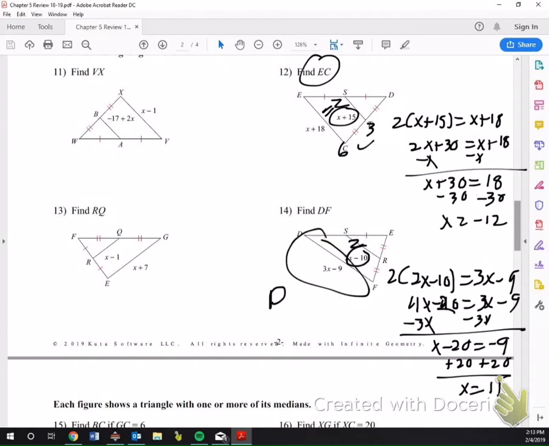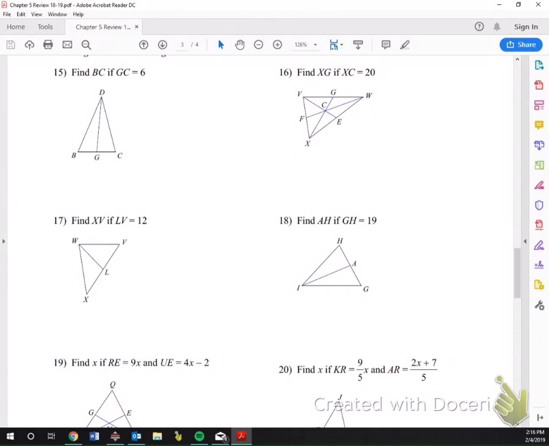Now I was asked to find DF, and I know that DF equals 3x minus 9. I'm going to plug in my 11, so you get 33 minus 9, or 24. When I plug it into SR, I get 12. 12 times 24, well, not that you care, it's 288. But 12 times 2 is 24, which means that the mid-segment is half of the third side, which means we did it right.